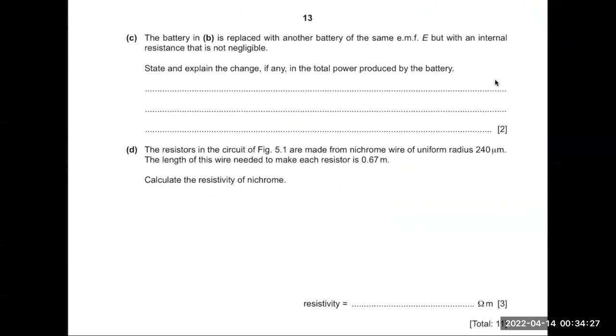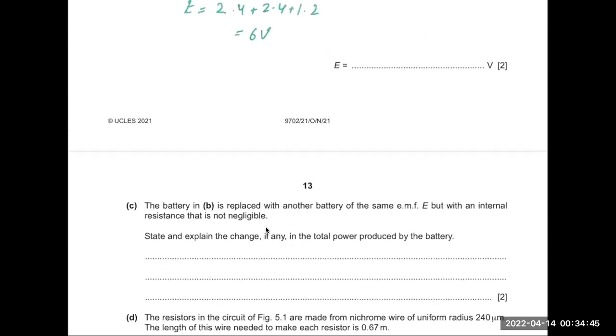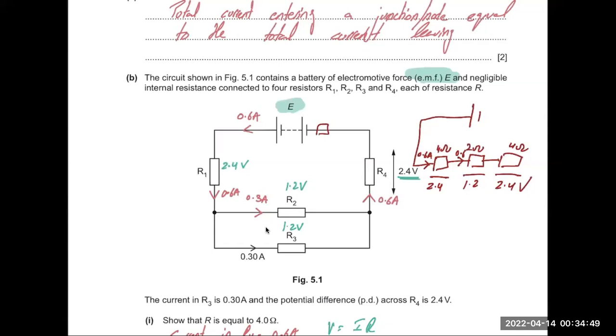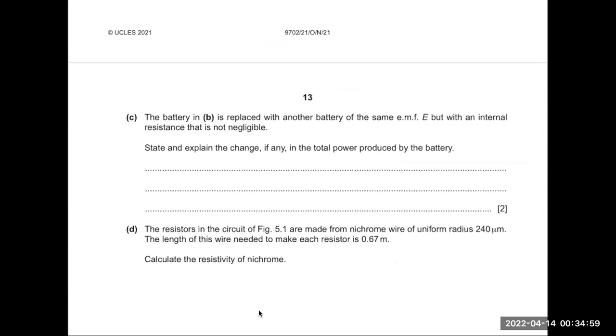Part C says the battery in B is replaced with another battery of the same EMF E, but with an internal resistance that is not negligible. State and explain the change, if any, in the total power produced by the battery. So this time around, we have an internal resistance. I've got a resistor here. Same battery, same EMF, but internal resistance this time around. When you have an internal resistance, the total resistance of the circuit increases.